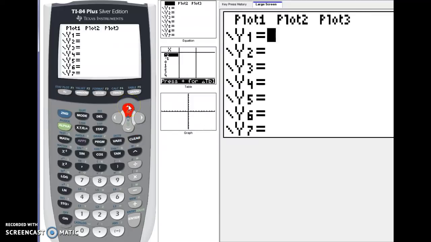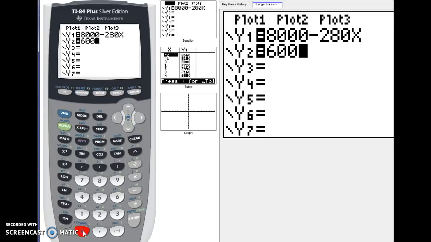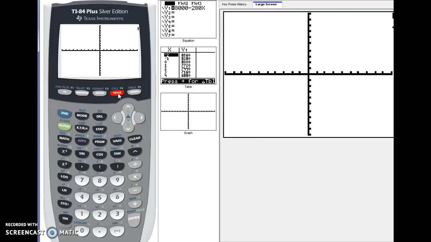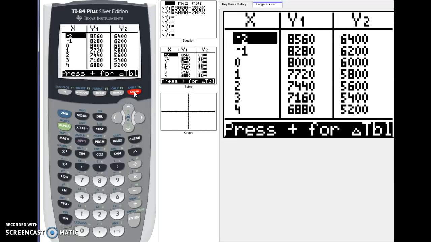8,000 minus 280x and 6,000 minus 200x. Trace. So trace doesn't work because I don't see the intersection. So where am I going to go? Second graph. And we're looking for those numbers that we saw as the answer choices.